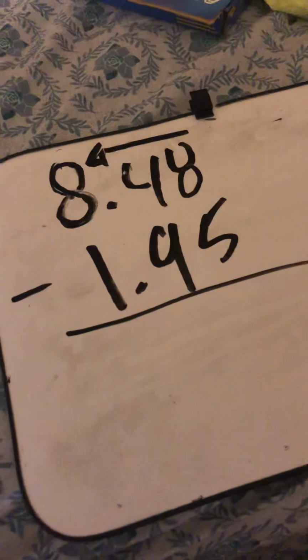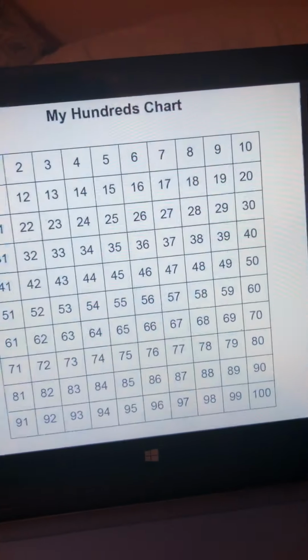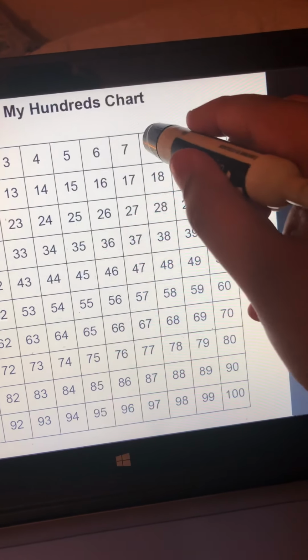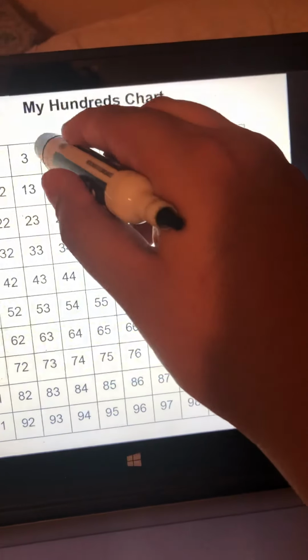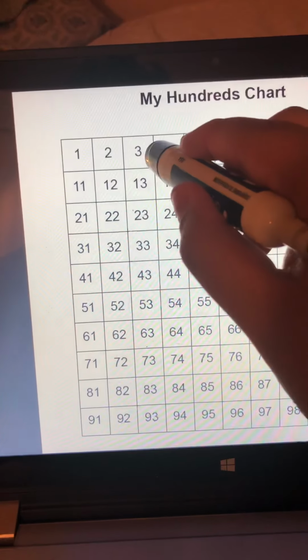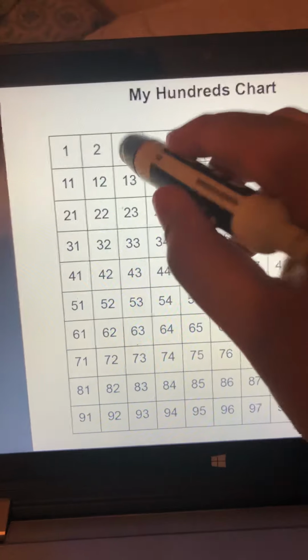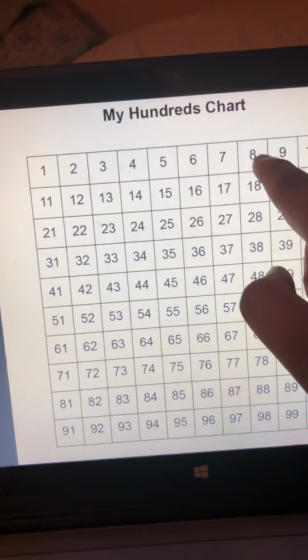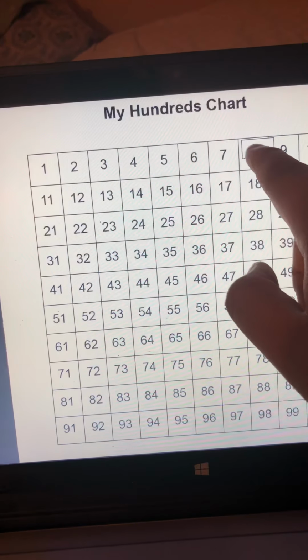We have 8 minus 5. We can subtract that because 8 is in fact bigger than 5. If I use my chart, I'm at 8. Take away 5: 1, 2, 3, 4, and 5. How many numbers do I have left over? 1, 2, and 3. Once again, using your chart, start at 8, count 5: 1, 2, 3, 4, 5. The answer is 3.